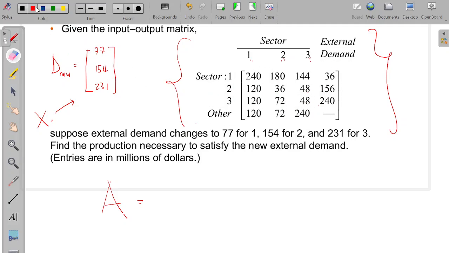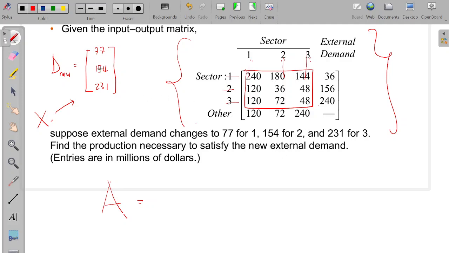In order to find our Leontief matrix A, we are only dealing with this sector that has external demand and is a square matrix. It's a square matrix for sector 1, sector 2, sector 3, sector 1, sector 2, sector 3. Okay, we are only dealing with this.